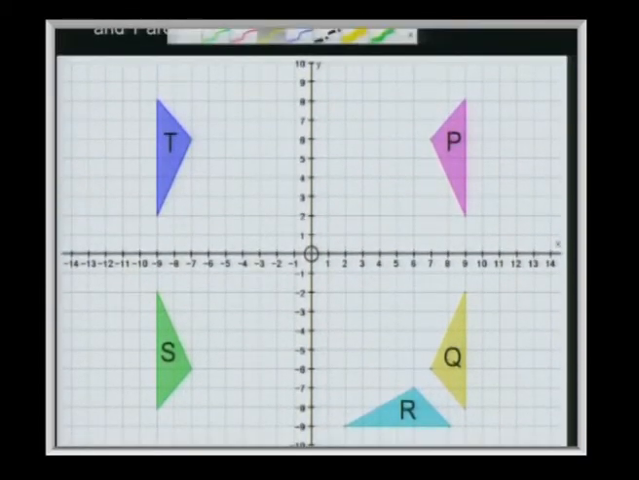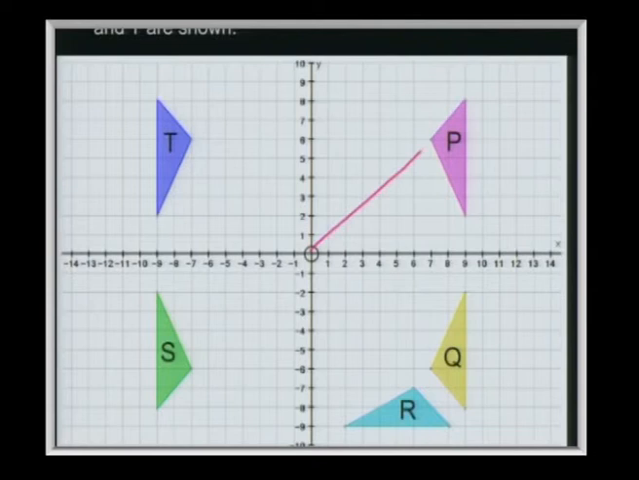What is the translation if we go from P to R? Now, it's not really obvious what's happened. If I draw a line from there to there and from there to there, I'm sure a lot of you are going to see that it is a rotation of 90.